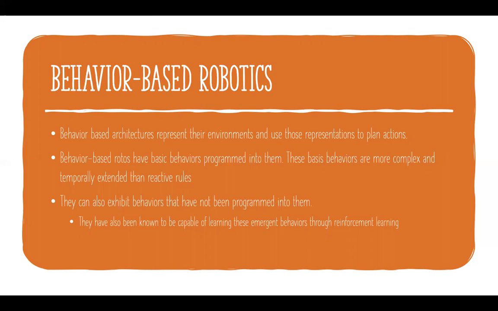Behavior-based robots have basic behaviors programmed into them. These basic behaviors are more complex and temporally extended than reactive rules, and they can also be combined. Behavior-based robots can exhibit emergent behaviors that have not been programmed into them. They have also been shown to be capable of learning these emergent behaviors through reinforcement learning.